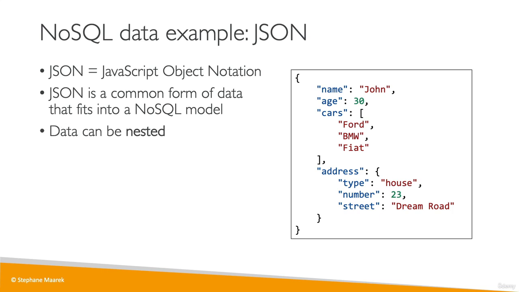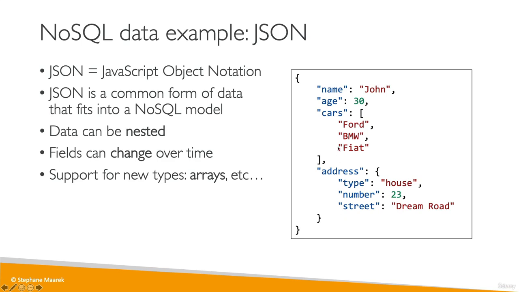The data can be nested. For example, if we look at address right here, it is nested within the higher object element. So address and types are going to be nested. The fields can change over time, so it's up to us to add a new field into our JSON document. And there's support for arrays. For example, John, who is 30, has 3 different cars: Ford, BMW, and Fiat. He's a lucky man. So databases, as you can see, can have different forms, and we'll be seeing them in detail in this section.